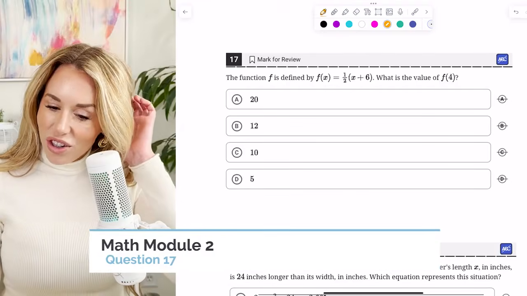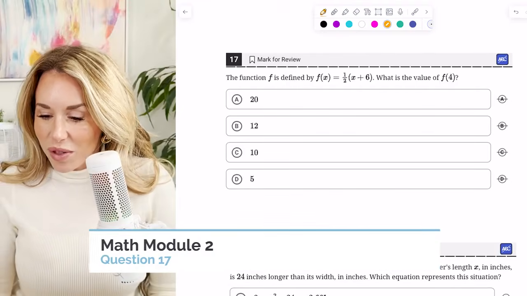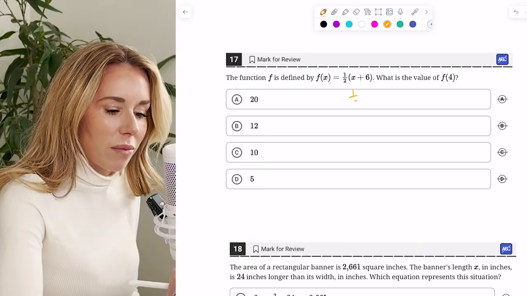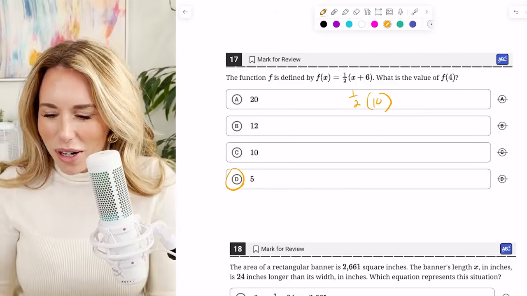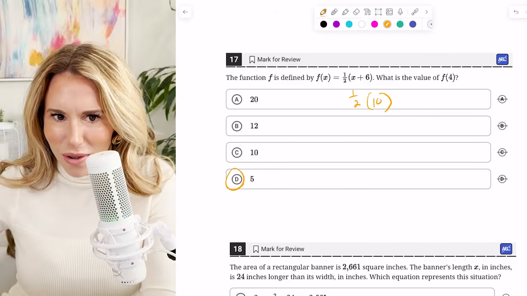All right, we have the function f defined by 1/2 x plus 6. So it's a value of 4. Then, well, that would be 1/2 times 10, which is 5. That felt so easy for number 17 module 2. I don't know. I don't get it.